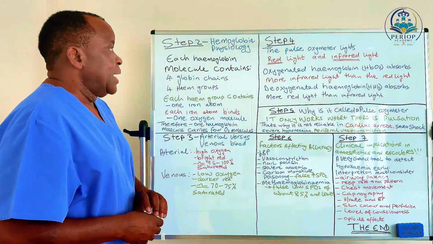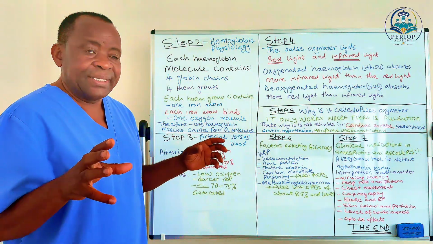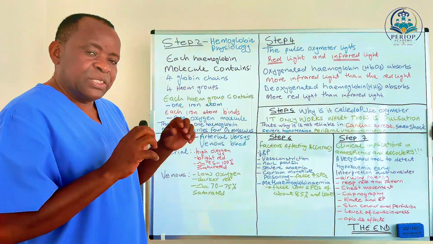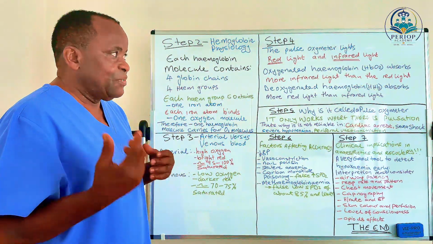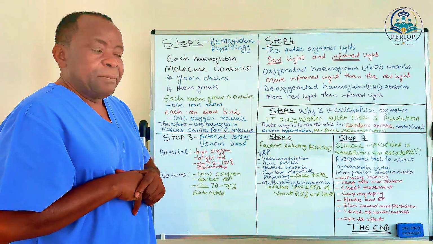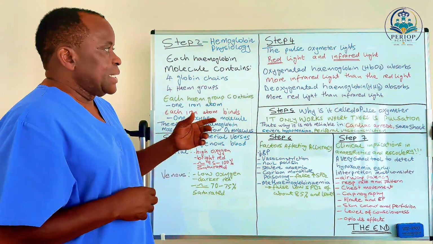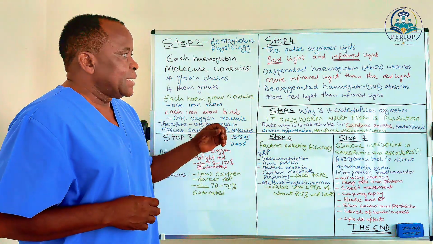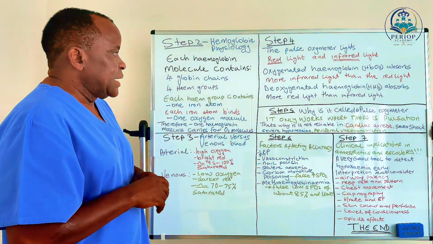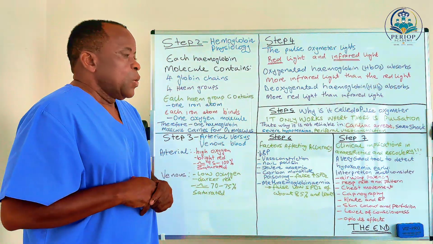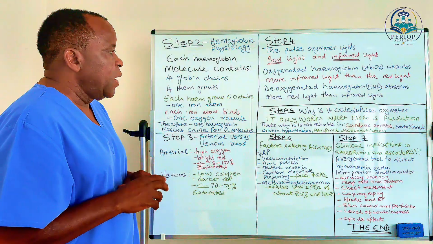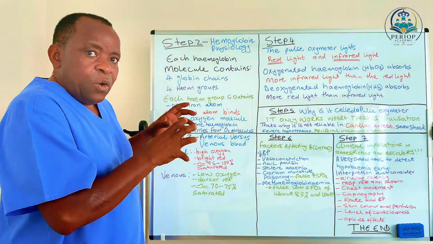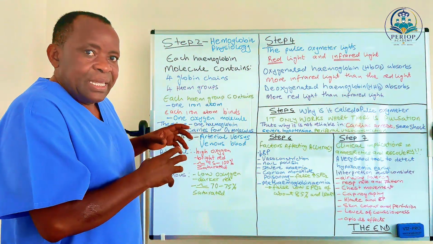The pulse oximeter has 2 lights. It has got the red light and the infrared light. And when we switch it on, you only see the red light. The infrared light, you are not able to see it, but it is there. The oxygenated hemoglobin, HbO2, absorbs more infrared light than the red light, and the deoxygenated hemoglobin, HHb, absorbs more red light than the infrared light. So this is the information which we would want to interrogate as we go forward.